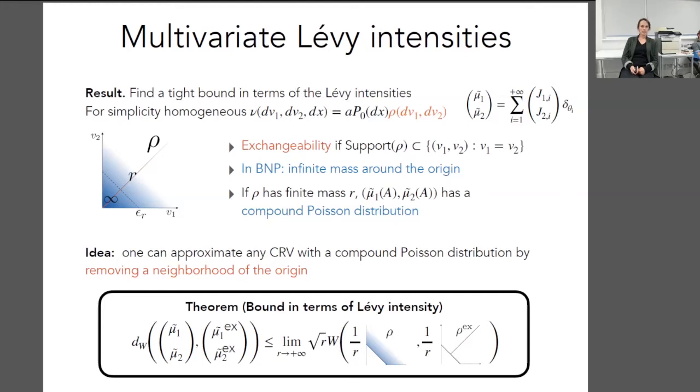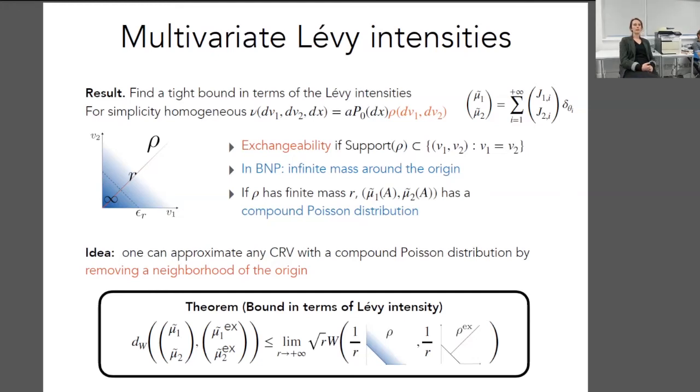So indeed here in this expression on the right, you find the Wasserstein distance between two distributions. And here the distribution is the one that you obtain by basically removing a neighborhood of the origin and just finding the normalizing constant. And one can show that this probability distribution is actually the distribution of the jumps of the compound Poisson approximation of the completely random vectors.